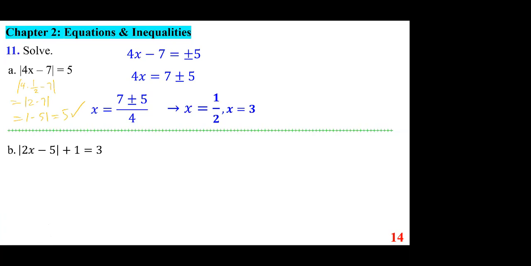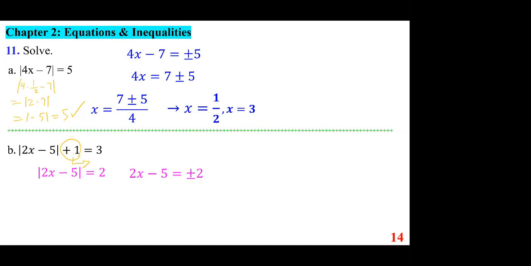Don't touch the absolute value unless it is isolated first. Step 1, isolate. Then you can copy the same steps as the previous one. Step 1, isolate the absolute value. Now it's equal to plus or minus 2.